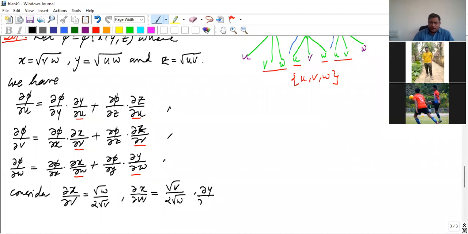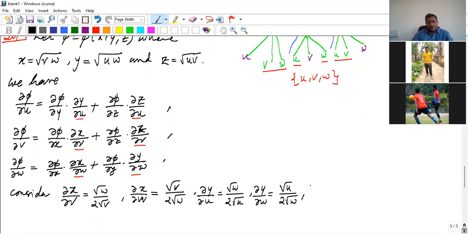Now, the derivative of y with respect to u. These are all going to be partial derivatives because x is a function of more than one variable, y is a function of more than one variable, and z is also a function of more than one variable. Whenever you have a function of more than one variable, that means you have to consider partial derivatives only. So here root of w remains constant, and this is 2 root of u, and ∂y/∂w: root of u remains constant, and this is 2 root of w.